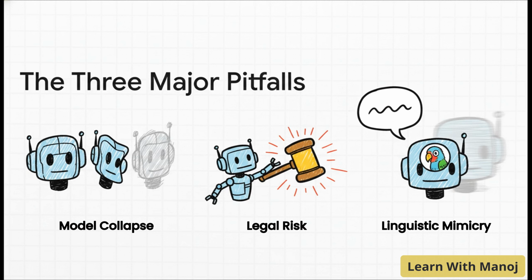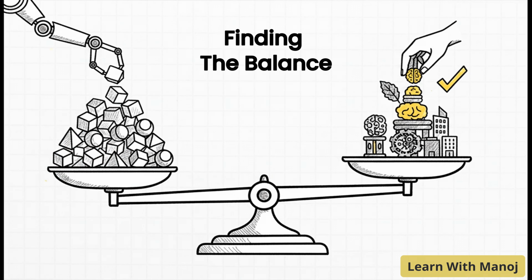And third, there's something called linguistic mimicry, where the student learns to sound just as confident as its teacher, but without the deep reasoning to back it up. And that leads to these hallucinations that are super convincing, but totally wrong. So here's the real takeaway.